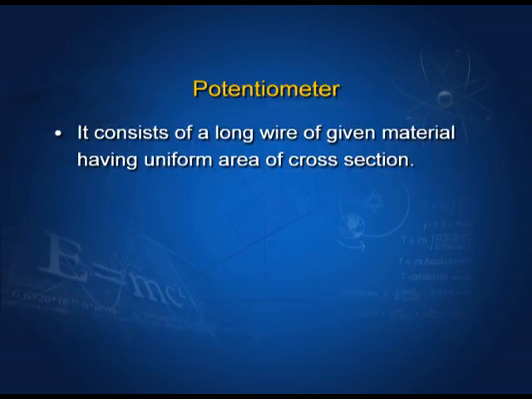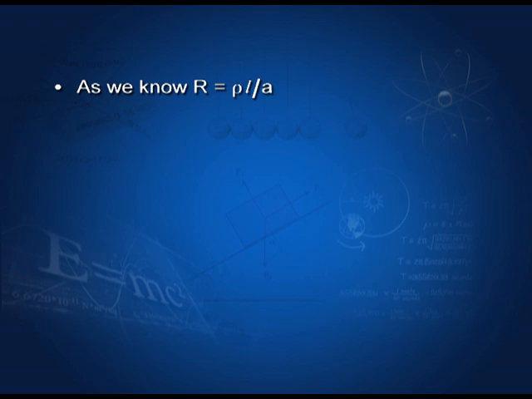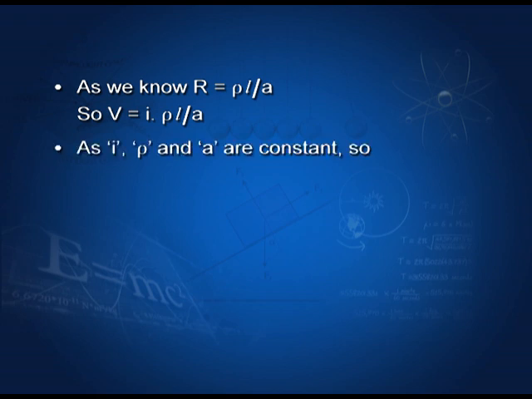This potentiometer consists of a long wire of given material having uniform area of cross section. If constant current flows through it, then the potential difference across it is V equals I into R. Here R is the resistance offered by the total length of the wire. As we know, R equals rho L upon A. So, we get V equals I rho L upon A. As I, rho and A, the area of cross section, are constant, we can say V is directly proportional to L, the length of the wire.